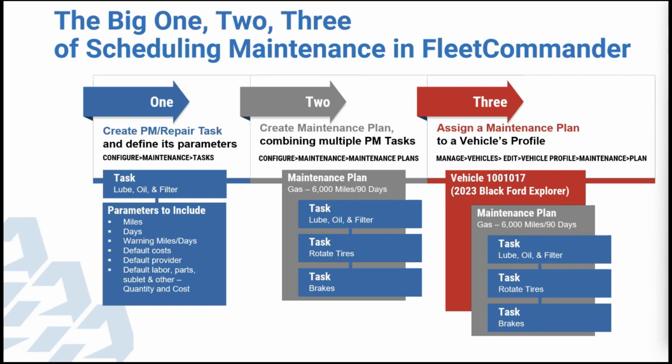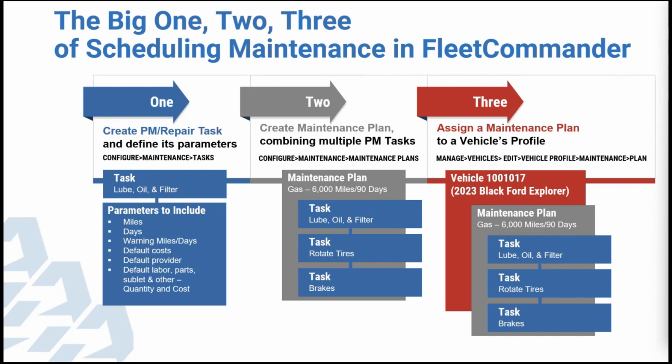You name those, and you can set the parameters for those, including miles and days. Those will be what shows when service needs to occur. There are also warning miles that can be set up to give you an alert ahead of the time of service. So if you want to receive a notice a week before the scheduled date of a service, or maybe 100 miles before service is necessary, those tasks can be set up in that way. You can also set up default costs, default providers, default labor and parts. All of these can be set within each of the specific tasks.